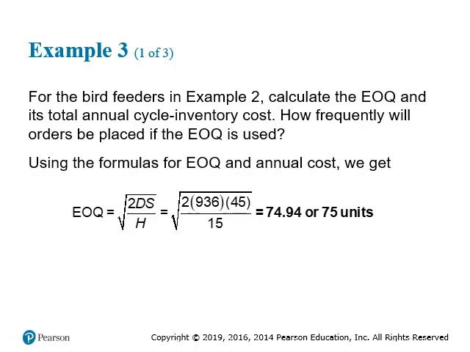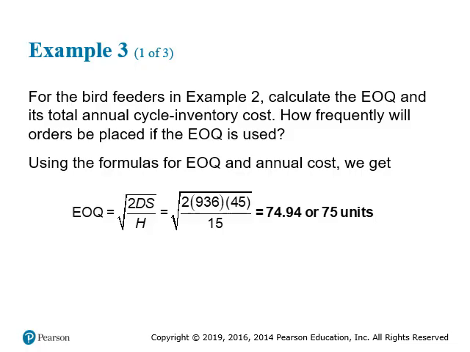Now let's look at our bird feeder example again. So now instead of just using 390 for our order quantity, the book says let's calculate the EOQ and its corresponding total annual cycle inventory cost. And they want to know how frequently we'll be placing orders.